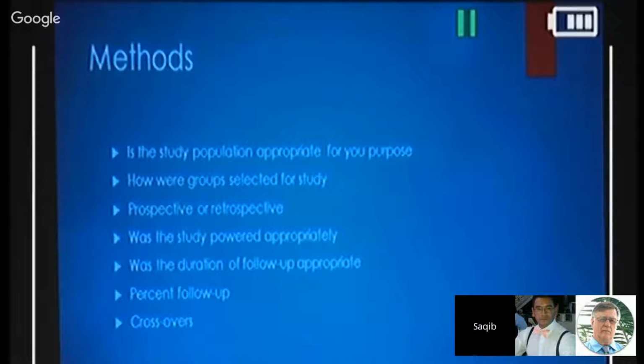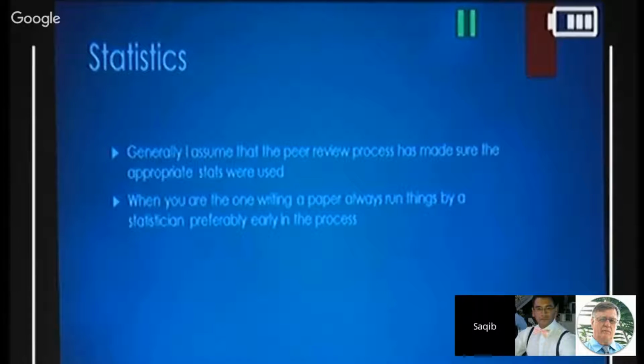And crossovers in randomized studies are there for various reasons, but that can complicate things. If you want a good example, just read all the stuff that came out after the Spine Patient Outcomes Research Trial for the disc herniation, which had a 50% crossover each way. It essentially became a meaningless study from a statistical standpoint, though there's still good data there. Statistics, basically, I generally assume the peer review process has made sure the appropriate stats were used. That may be wrong. When you're the one writing a paper, as mentioned before, get a statistician involved before you put in the work. Because if the statistician comes back and says, oh, you needed to collect this, you have to do the whole study over again. So talk to your statistician first.